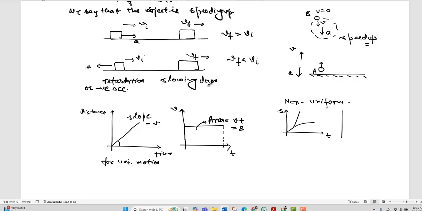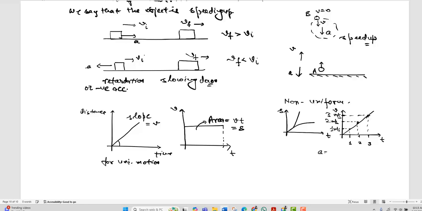But if we look at the velocity time graph, I am saying that the motion is non-uniform, but the acceleration is uniform, and in every 1 second the velocity is changing equally. So at t equal to 1 second, if the velocity is 1 meter per second, and at t equal to 2 seconds, the velocity is 2 meter per second, and at t equal to 3 seconds, the velocity is 3 meter per second, right? So if I join all these points, what will I get? I will again get a straight line.